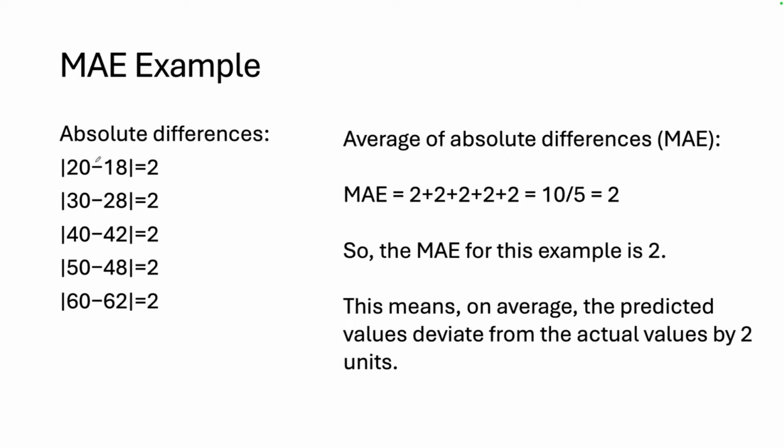So to calculate this, we're going to take the absolute difference. So 20 minus 18, 30 minus 28, 40 minus 42, etc., which ends up being 2 for everything. So your average should also be 2. So this means on average that the predicted value deviates from the actual value by 2 units, whatever our unit is that we're measuring here. Okay. Questions, thoughts, comments, mean absolute error?